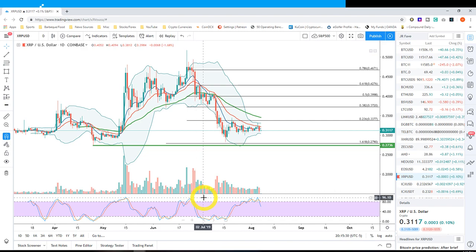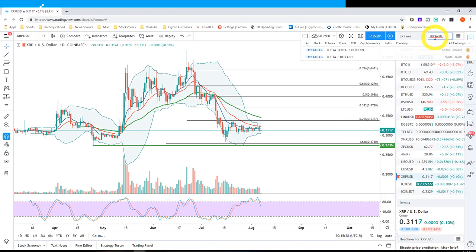Let's see. Theta. No, I've got that one in here somewhere. Let's see. Theta BTC.